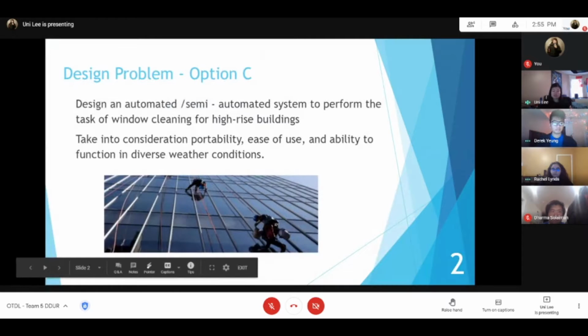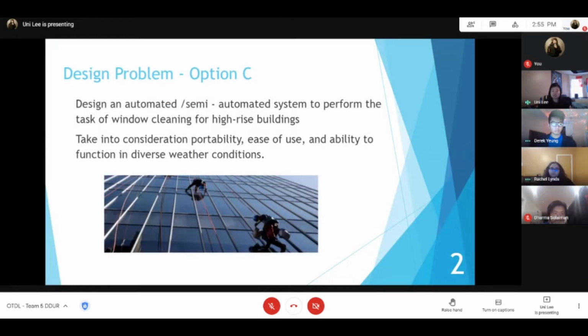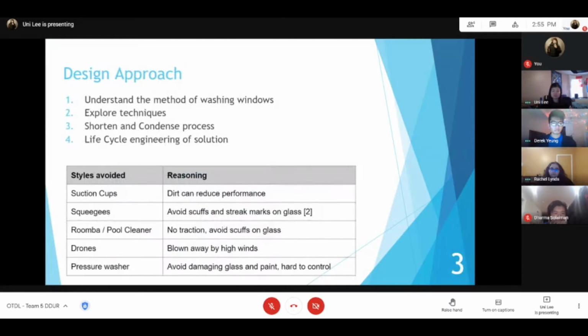We are presented with Design Option C, which is to design an autonomous or semi-autonomous system to clean windows. Attached below is the design approach that we took. We wanted to understand the method of washing windows, explore different techniques, shorten the condensed process, and consider life cycle engineering.